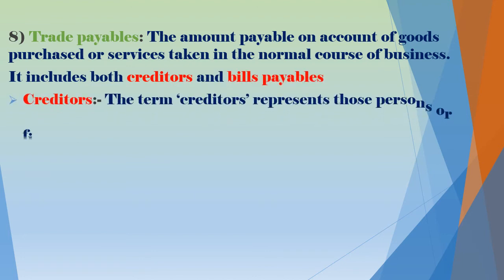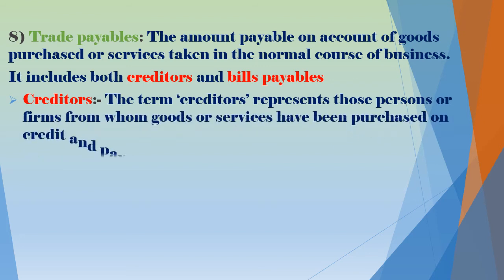Creditors, the term creditors represents those persons or firms from whom goods or services have been purchased on credit and payment has not been made. Now creditors are liabilities because you have purchased goods on credit without paying them money. Payment has not yet been made, so you owe to them. So creditors are those persons or firms from whom goods or services have been purchased on credit and payment has not yet been made, like suppliers of various goods.